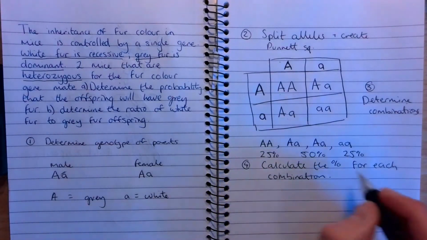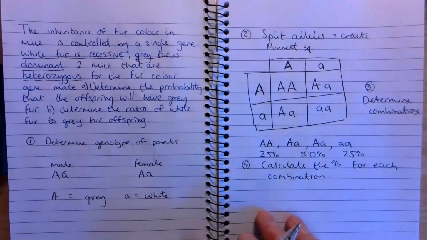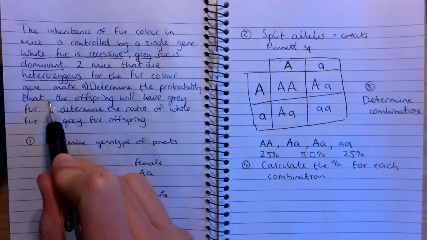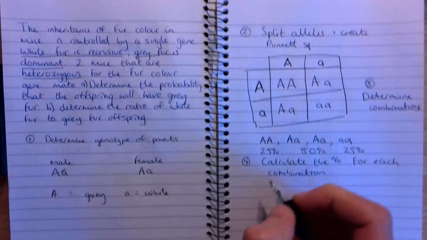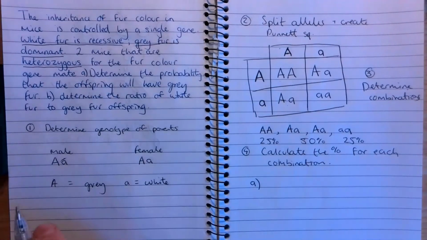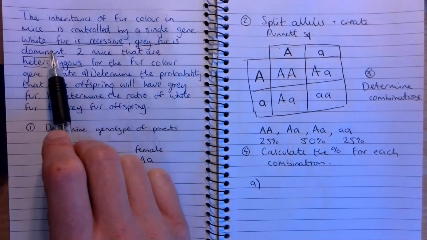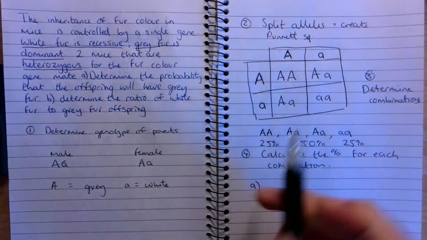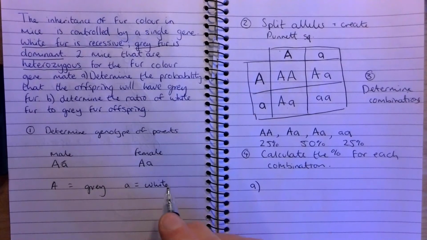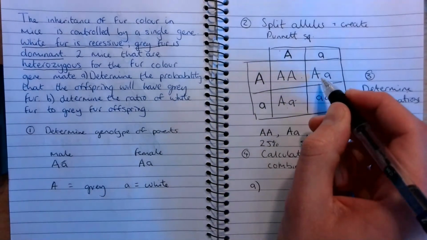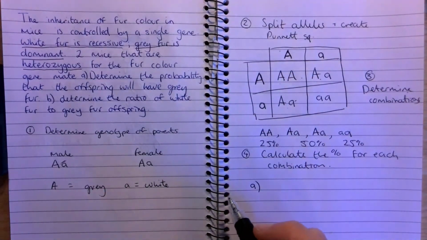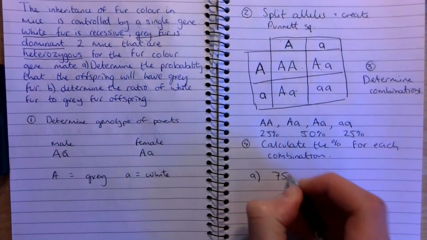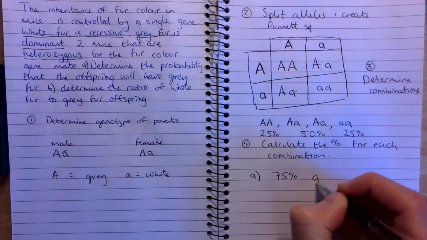So after we've determined that percentage for each combination, we can now answer our first question, determine the probability that the offspring will have grey fur. So grey fur, it tells us, is dominant. So that means any situation where there is a capital A, there is going to be grey fur. And there's 1, 2, 3 here out of 4 where there is grey fur. So there is a 75% probability of grey fur.